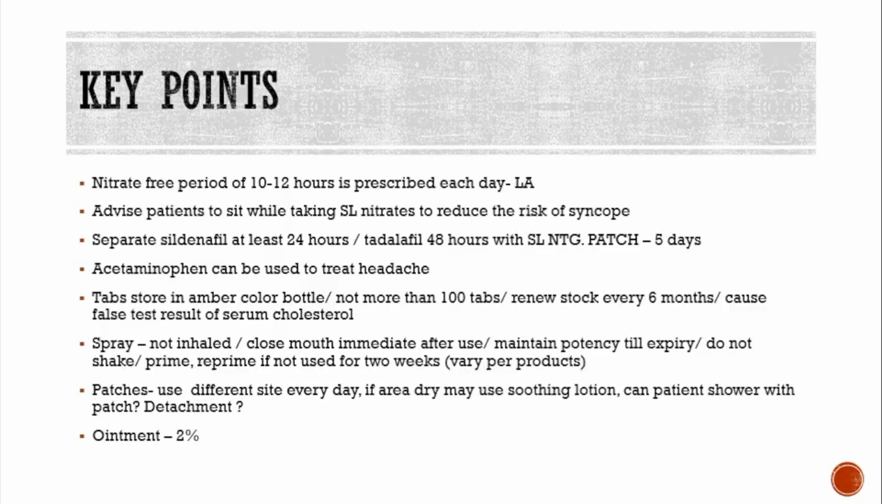It has to be stored in an amber colored bottle. It comes in amber color; the manufacturer packs the medication in amber color, so we don't have to worry. It should not contain more than 100 tablets. That is one thing in the manufacturer's monograph, if you look, that it should not contain more than 100 tabs. And we should renew the stock every 6 months. Why should we renew the stock every 6 months? Because it can lose its potency after 6 months. That is the one reason we have to make sure we renew the stock.